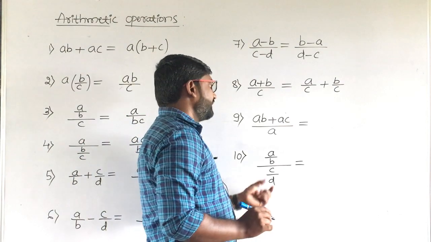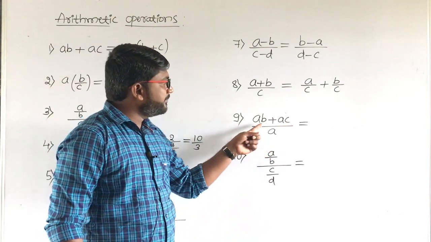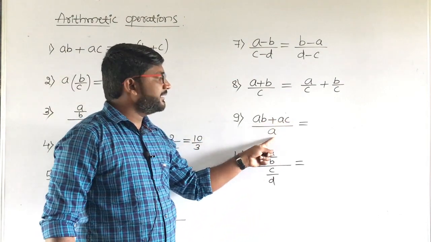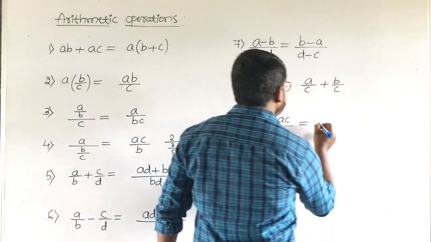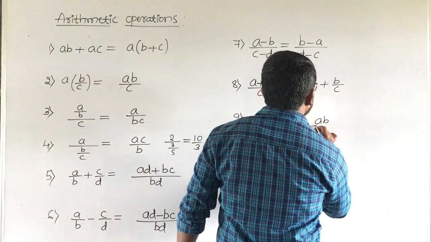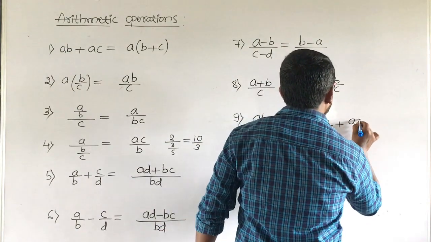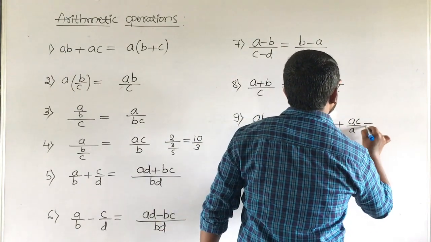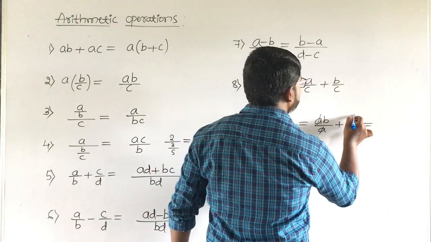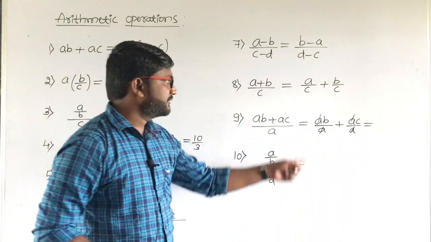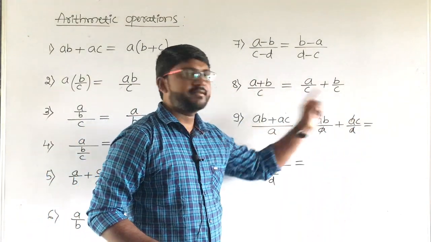So now come to the ninth one, AB plus AC divided by A. So again split this into two terms. We get AB divided by A plus AC divided by A. So here A and A get cancelled, here also A and A get cancelled. So we have only B plus C.